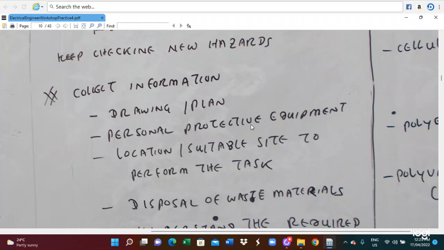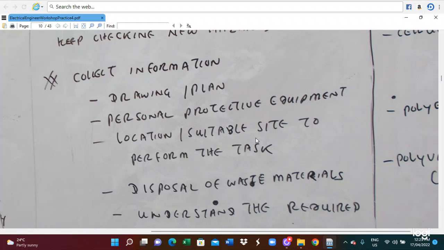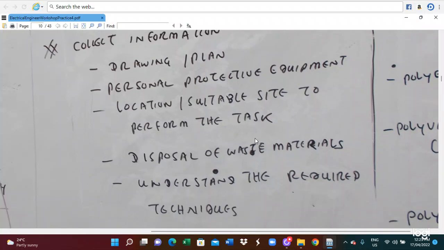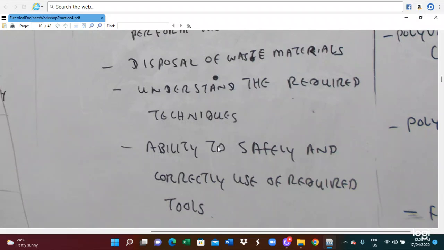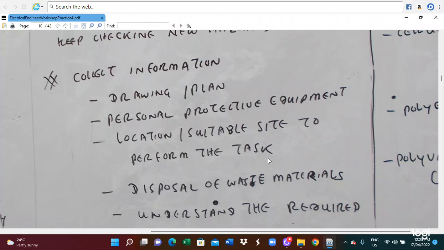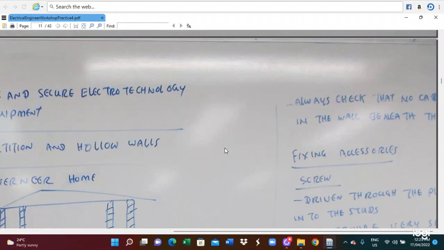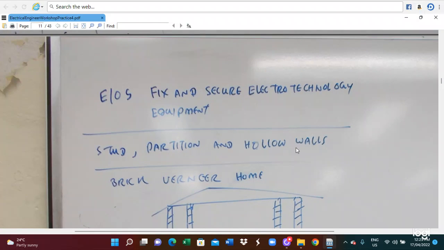In the drawing plan, consider personal protective equipment, the location of a suitable site to perform the task, and disposal of waste material. Also understand the required technology, available safety, and the correct use of the required tools. Those are important for the risk assessment and to perform the tasks.